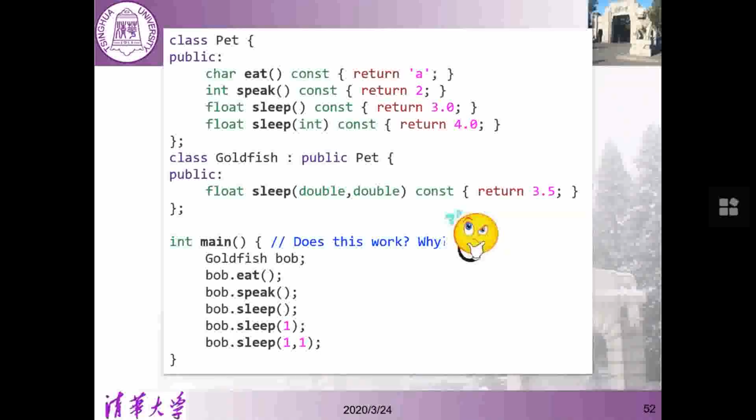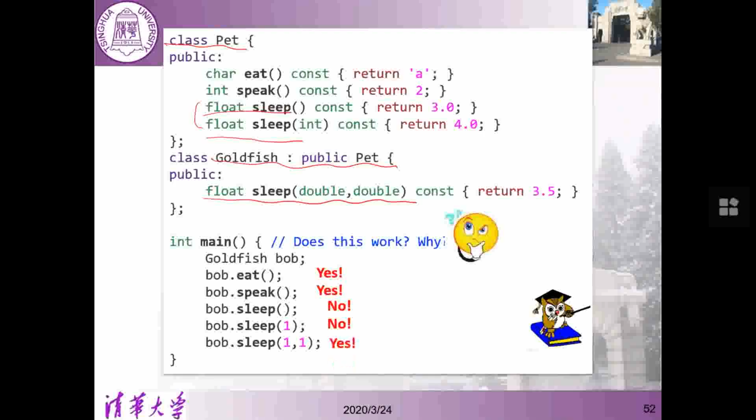Then we have a new example here. We have this base class, pet, and then we have public inheritance, and we define a function like this. Actually, in the base class, we also have two functions like this. Then let's check whether this works. So this works, and this works. If we want to access the interfaces from the derived object, this works, but this sleep does not work. There are two versions in the base class, and it does not work.